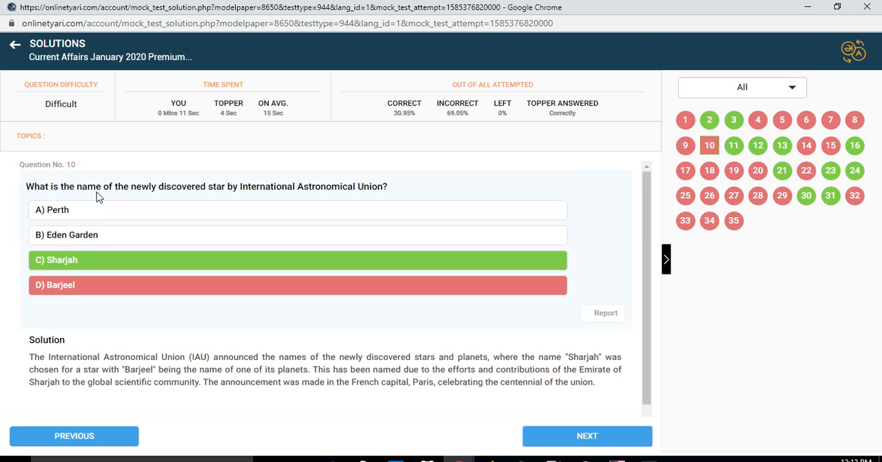What is the name of the newly discovered star by the International Astronomical Union? Sharjah. The International Astronomical Union announced the names of the newly discovered stars and planets, where the name Sharjah was chosen for the star, with Barjeel being the name of one of the planets. This has been named due to the efforts and contribution of the Emirate of Sharjah to the global scientific community. The announcement was made in the French capital Paris.